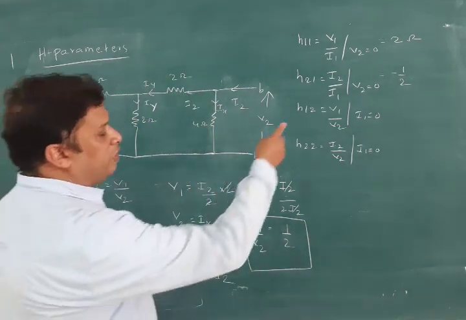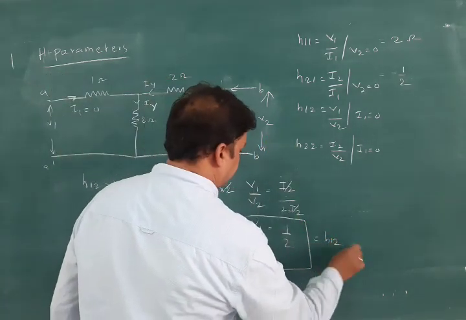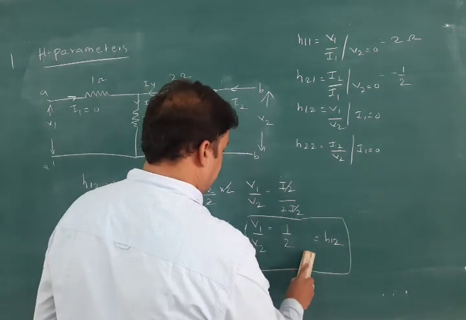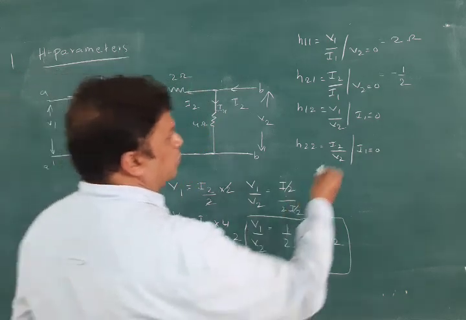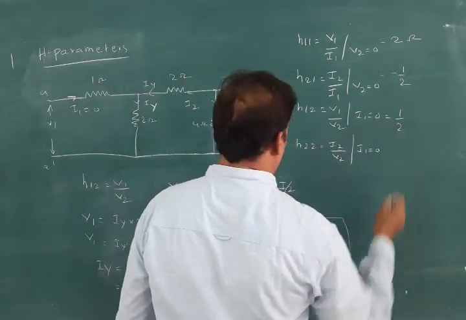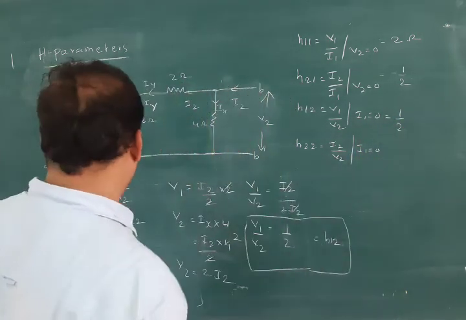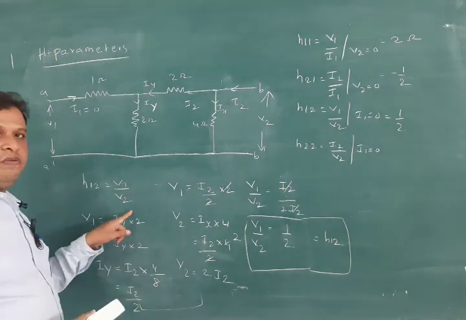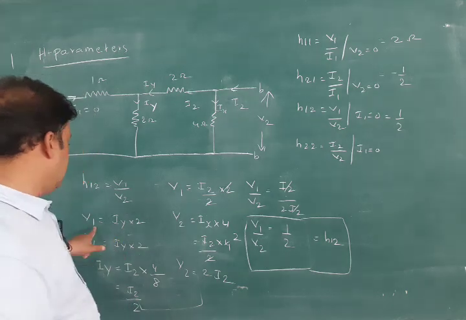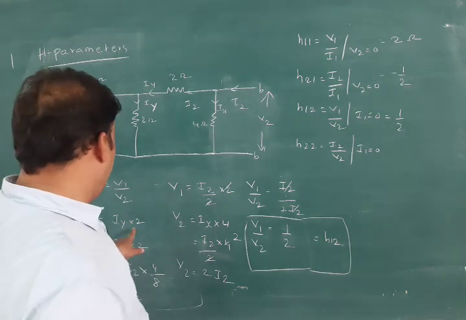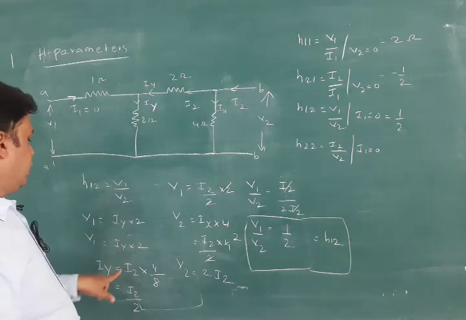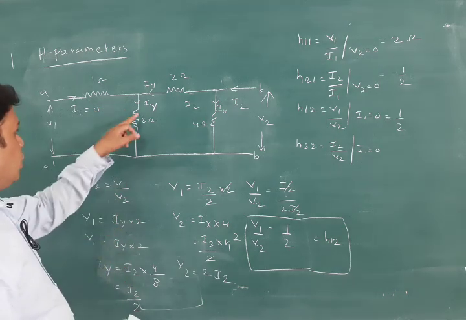And what is V1 by V2? It is nothing but your H12. V1 by V2 is equal to H12, so H12 is equal to 1 by 2. Now we will find the H22 value. Is it clear to you here? We can see H12 is equal to V1 by V2 we have done. Next, V1 is equal to Iy into 2. Iy is equal to what?